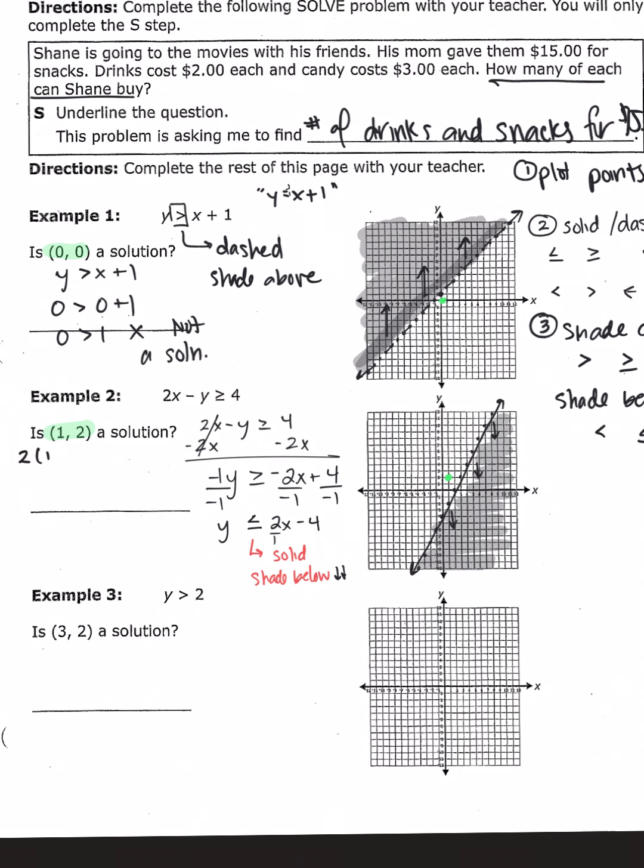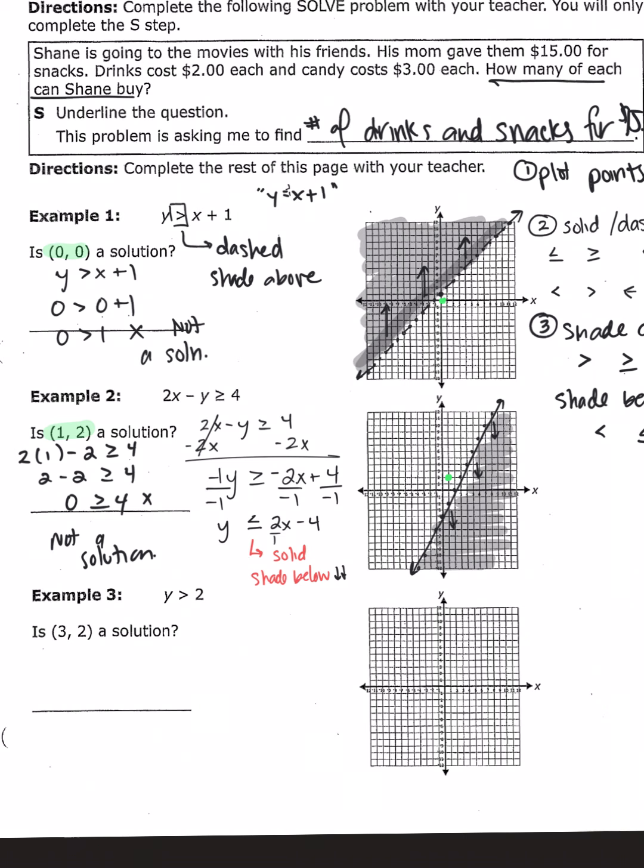So I'll substitute my x and y value back into my inequality. So I have 2 times 1 minus 2 is greater than or equal to 4. Well, 2 times 1 is just 2. So is 2 minus 2 greater than or equal to 4? Well, no. 0 is definitely not greater than or equal to 4. So that is not a solution. So that tells me this green point should not be in the colored in part of my graph, which means I shaded that correctly.